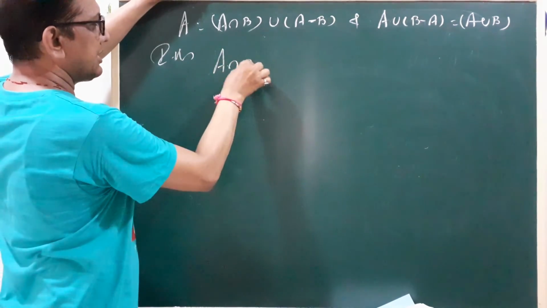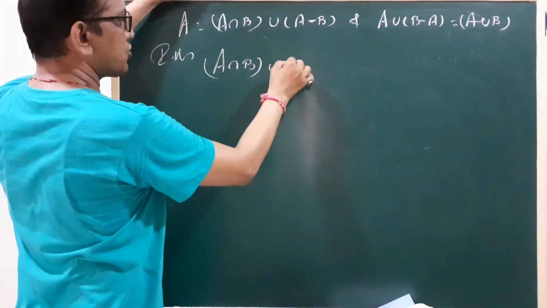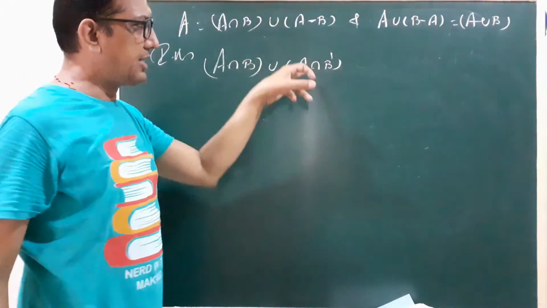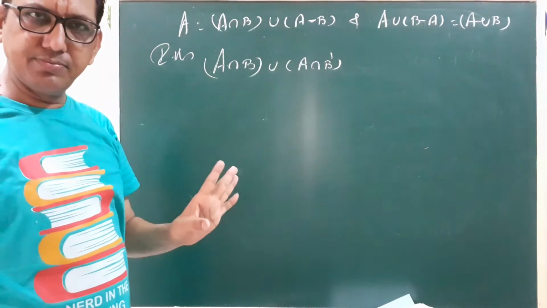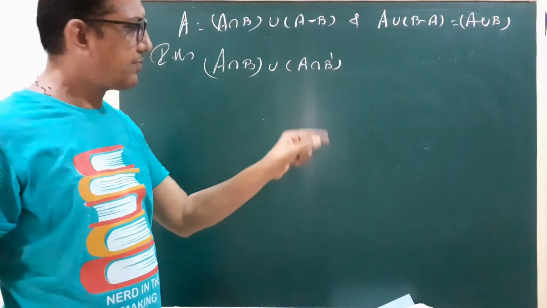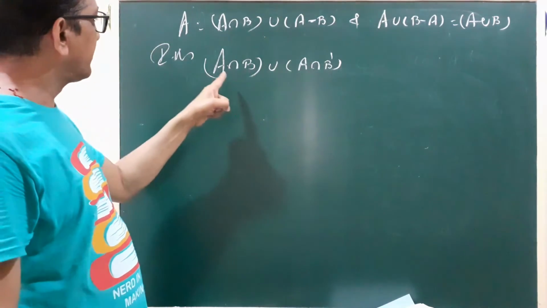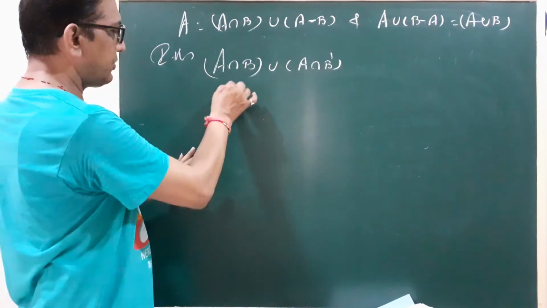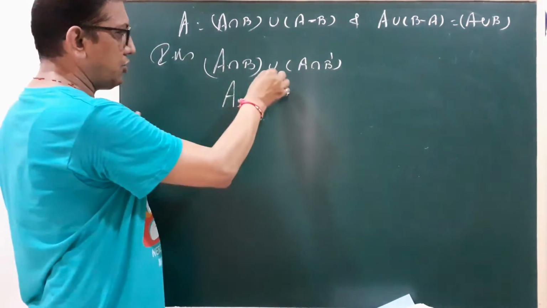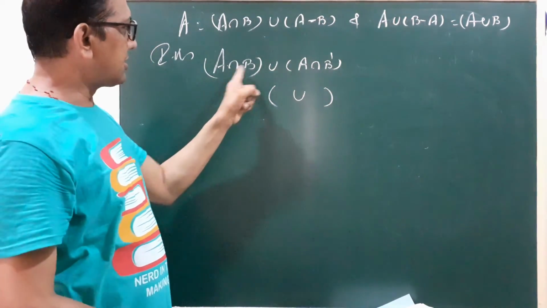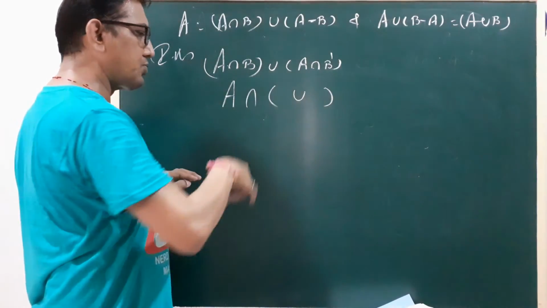A intersection B as it is, union. By the definition of A minus B, we also write A intersection B dash. A minus B and A intersection B dash are both the same. We have already explained this result. Now we apply the distributive law. Here A is common. First we write A, union is outside the bracket. We write union inside the bracket, intersection inside the bracket, intersection outside the bracket.